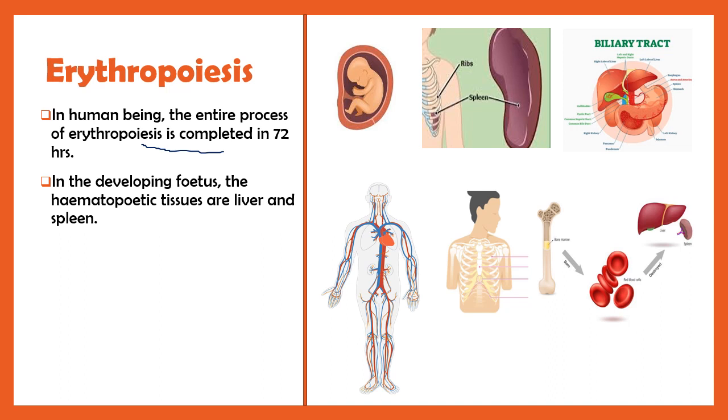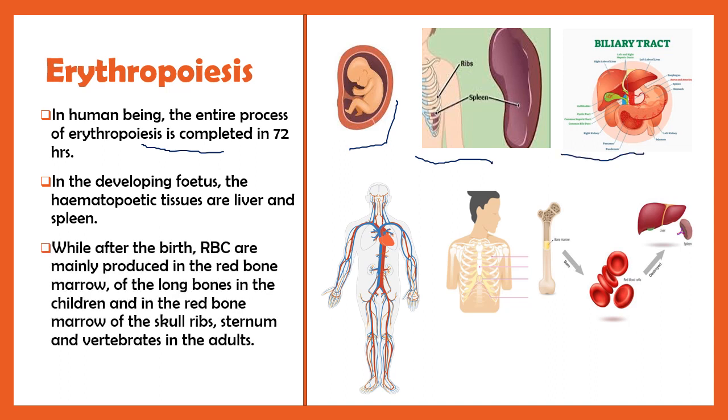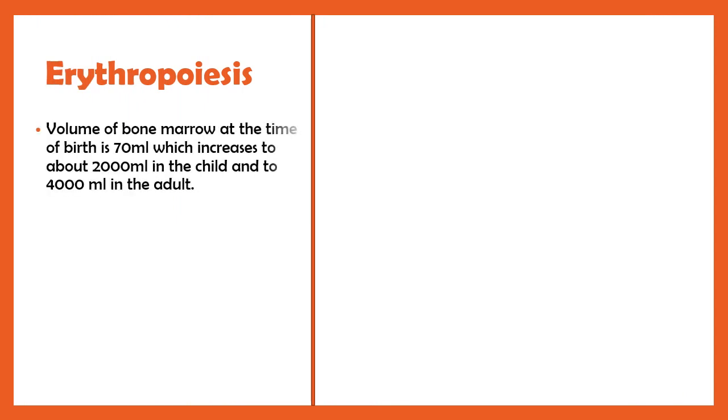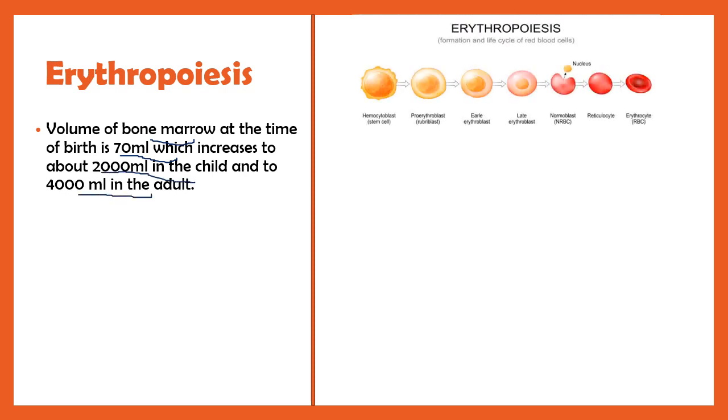In the developing fetus, the hematopoietic tissues are present in the spleen and the liver. And when the person grows older, RBCs are mainly produced in the red bone marrow and in the skull, ribs, sternum and vertebrae in adults. As we know, erythropoiesis occurs inside the bone marrow. The volume of bone marrow at the time of birth is 70 ml, which increases to about 2000 ml in the child and 4000 ml in the adult, right?